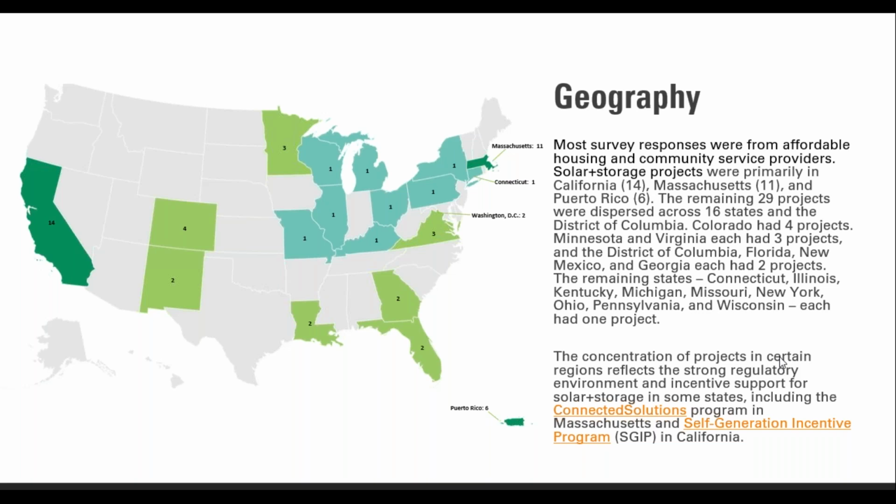But there's actually overall really good geographic diversity, and I think that's really important to note because regulatory incentives are obviously very important to the feasibility of a project when you're looking at the economics, but they're not the only factor by any means. The fact that Puerto Rico, for example, had 6 projects among the respondents, which is actually the 3rd highest out of all of the states that responded, is a great indicator that there are often other factors at play in what makes a solar and storage project feasible and valuable to a community.